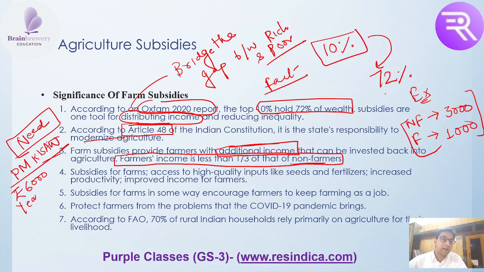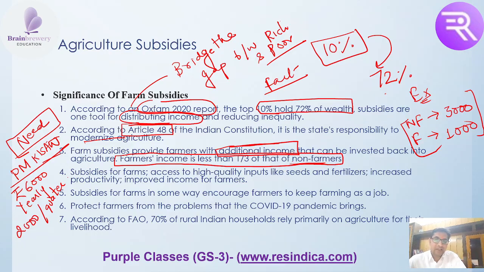6,000 yearly. That means 2,000 rupees per quarter the government is providing, right? So this is another thing which subsidies provide to the farmer. Okay, so subsidies for farm, access to high quality input. Whenever government provides subsidy, it does so in various ways.